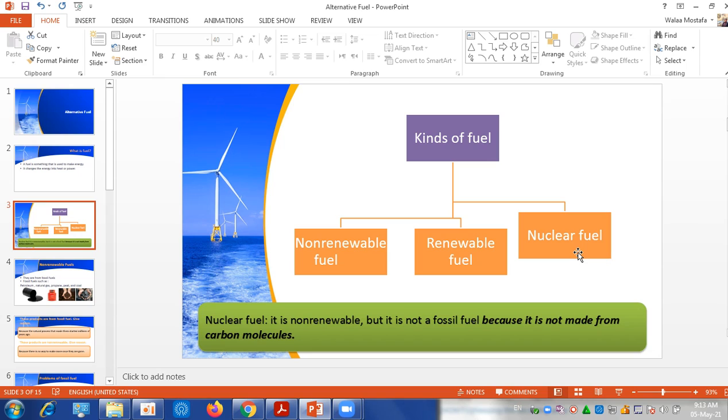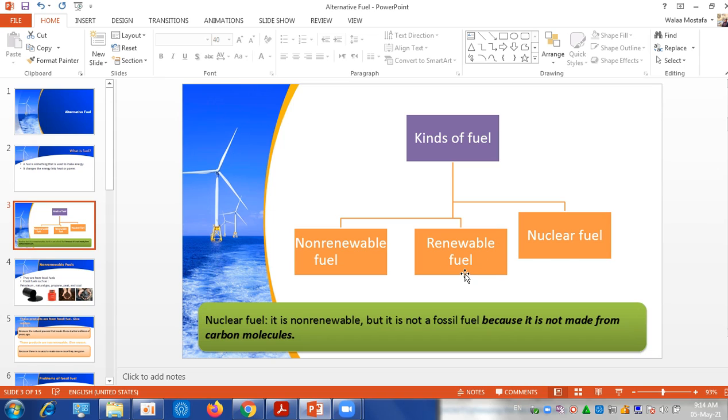And then we have a third one, which is the nuclear fuel. That's what we are going to discuss today. This one is non-renewable too, but it is different from this type. Why? Because this type, the non-renewable that we discussed last week, we bring it from something called fossil. It means that it depends on natural elements that are found deep in the earth, and is formed due to the death of plants and animals. But the nuclear fuel is non-renewable too, but it is not formed from natural things.